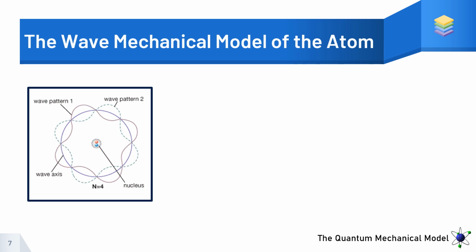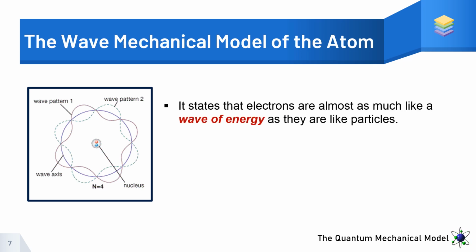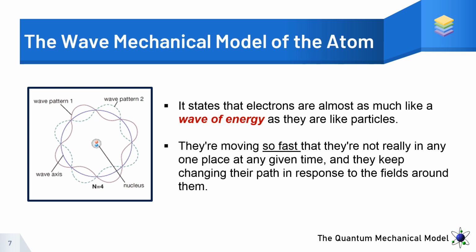Now, let us analyze the illustration. We have wave pattern 1, wave pattern 2, the wave axis, and the nucleus. This particular model states that electrons are almost as much like a wave of energy as they are like particles, just like the title itself, the wave mechanical model. Meaning to say they are moving so fast that they are not really in any one place at any given time. You cannot find the electrons at a particular location at a particular time because they are moving too fast and they keep changing their path in response to the fields around them.